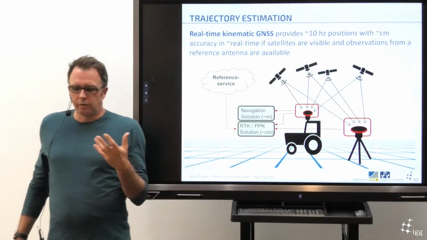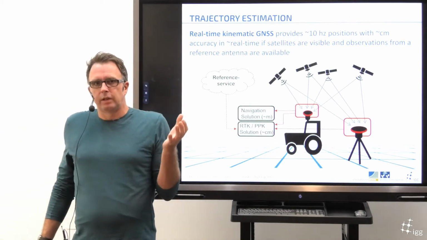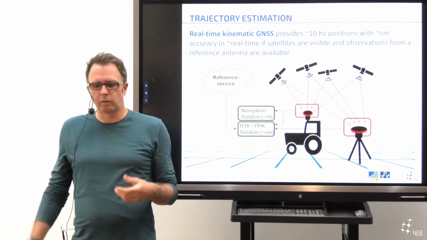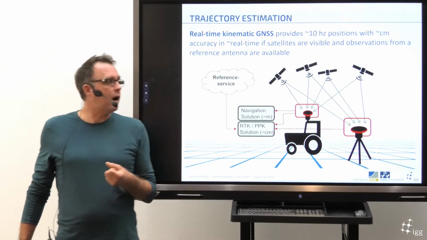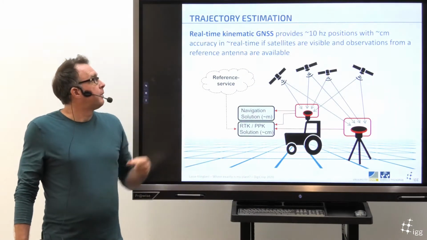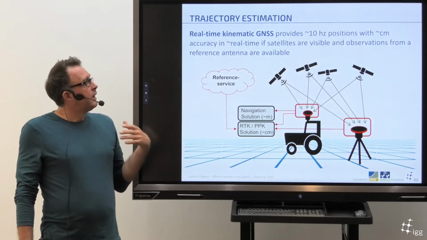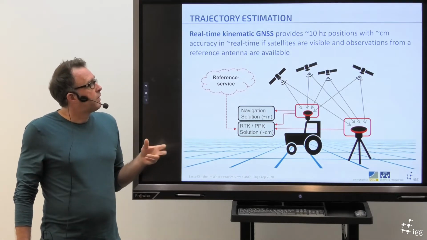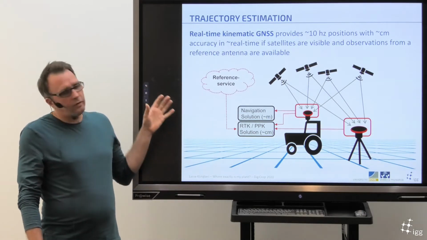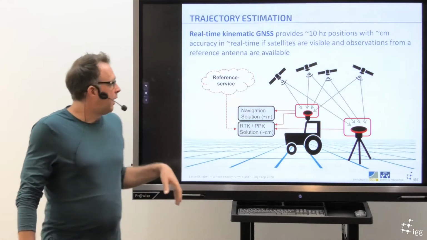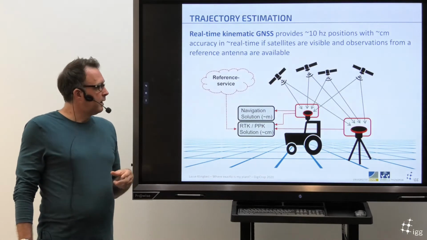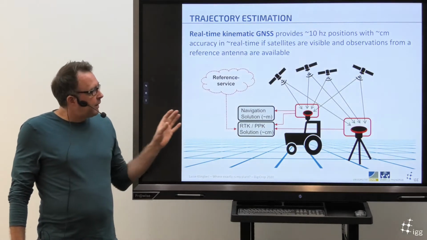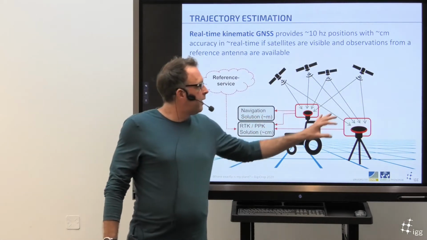And you cannot only use a normal GNSS like we know from our smartphones or our navigation systems in the car. We need real-time kinematic GNSS. So this real-time kinematic GNSS provides, with 10 Hertz, roughly centimeter accuracy in the field, in real time or in post-processing, depending on what system you use.